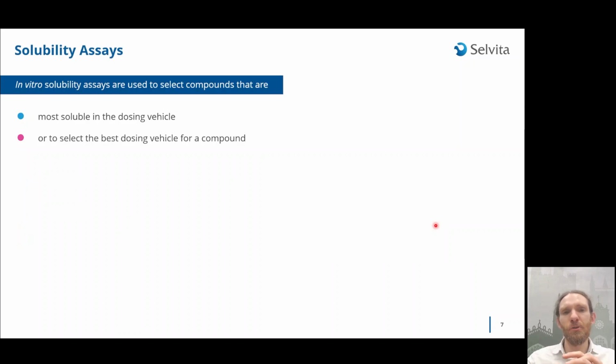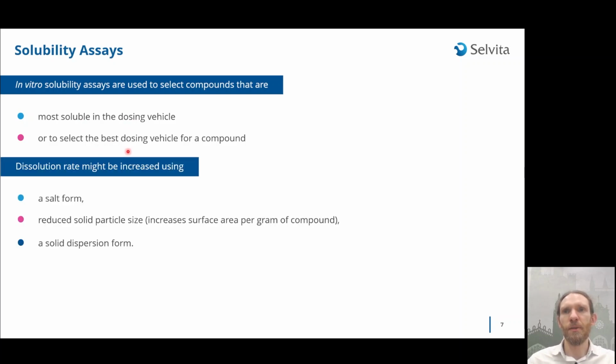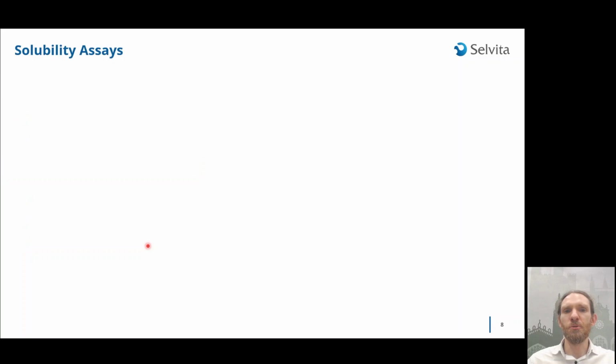Solubility assays can be applied for different reasons. One is to check which compound is most soluble in the dosing vehicle or in a solution, basically, or to select the best dosing vehicle for a compound. The dissolution rate of a compound may be increased by using a different salt form, reduced solid particle size, or solid dispersion form. Now, before we move to the description of different solubility assays, it's good to introduce the benchmark for solubility.